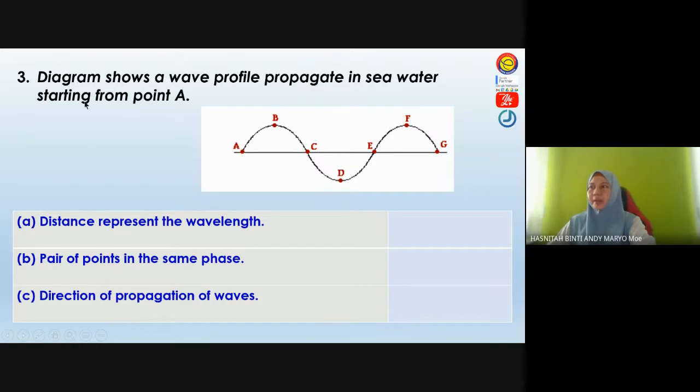It says that it propagates starting from point A. So this is the source where the wave is produced. So you have to label the distance that represents the wavelength. Which distance can represent the wavelength, from where to where? Actually, you can write more than one answer here. So which distance represents the wavelength? C to E. Are you sure? Wavelength.